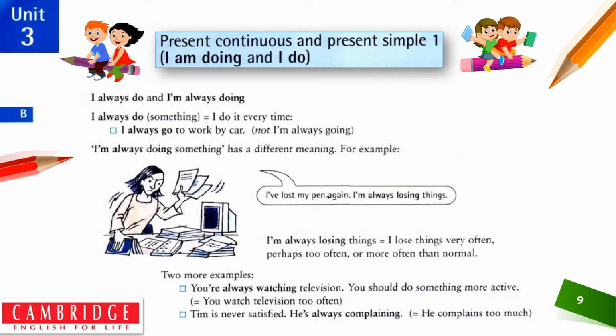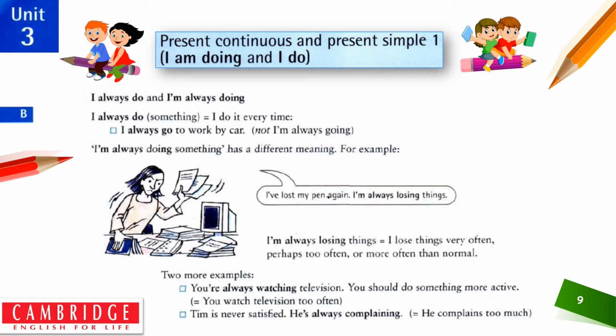But when you talk about I am always doing something, it has a different meaning. What is the meaning? I lost my pen again. I'm always losing things, which means I lose things very often, perhaps too often or more often than normal.